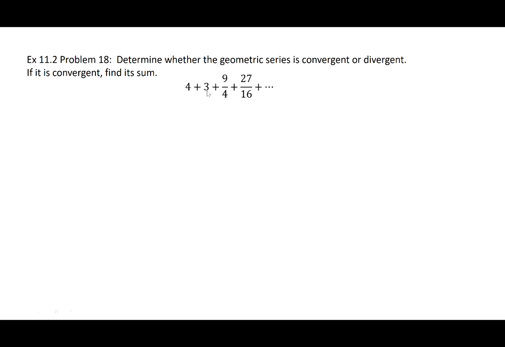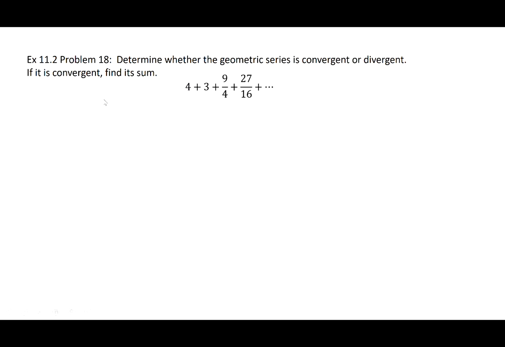Now multiply the second term by that ratio. 3 times 3/4 is 9/4. Yep, we got the next one. Multiply 9/4 by again that 3/4. Do you get 27 over 16? Yep, you do. So that gives you the confidence that this is in fact a geometric series.